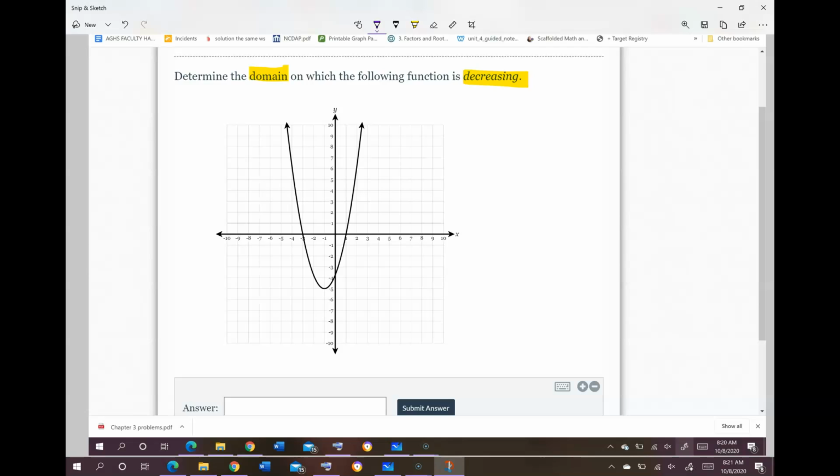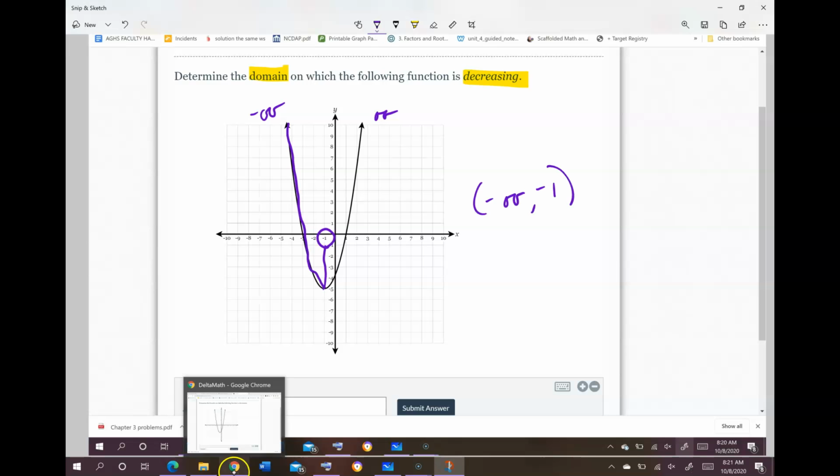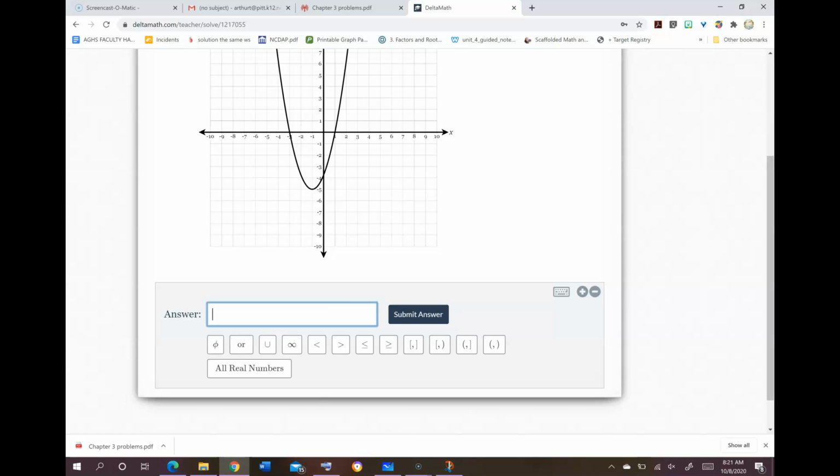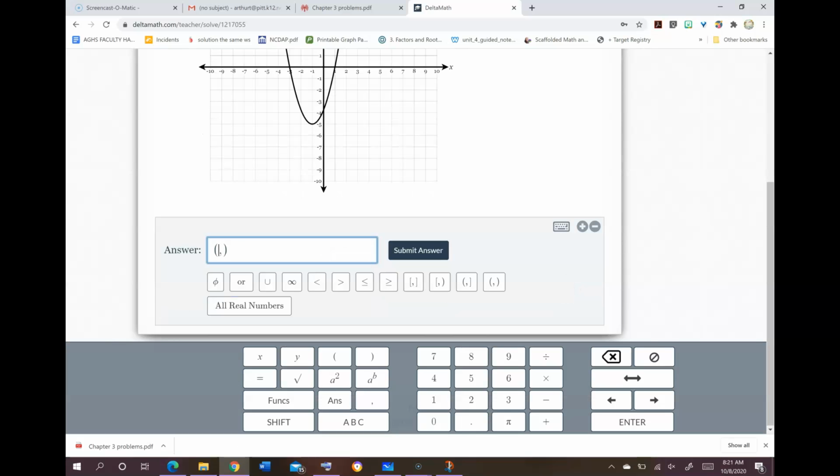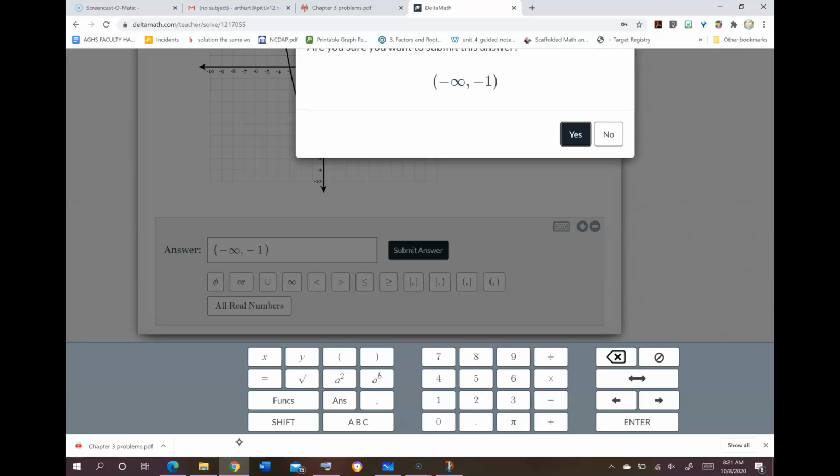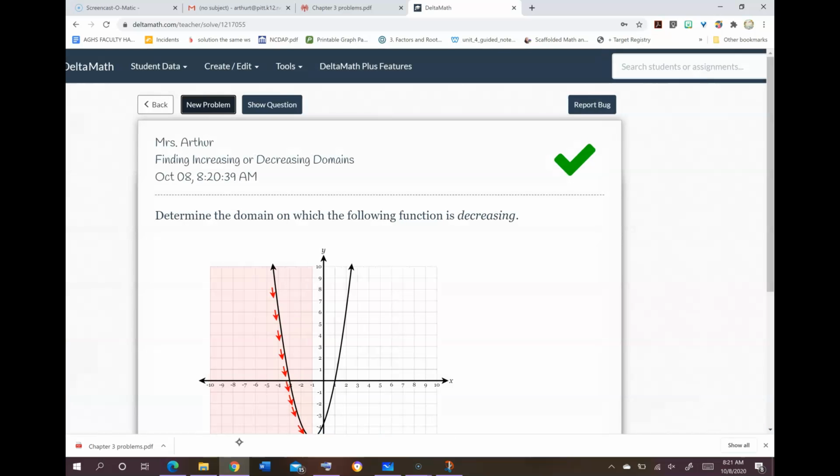So if you look, I'm decreasing right here. It stops at -1. Since this is an arrow, that's negative infinity. Remember, because it's negative infinity and then positive? So I'm decreasing from negative infinity to -1. Now here, when you do this one, you want to do negative, and the infinity button's right here, and then to -1. Done. All right, I'm gonna probably do a couple of these, since I made a new video.